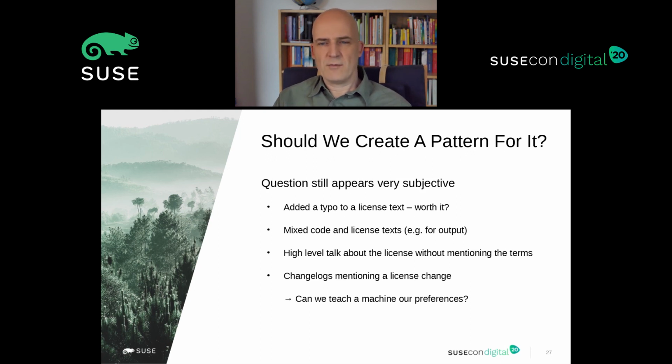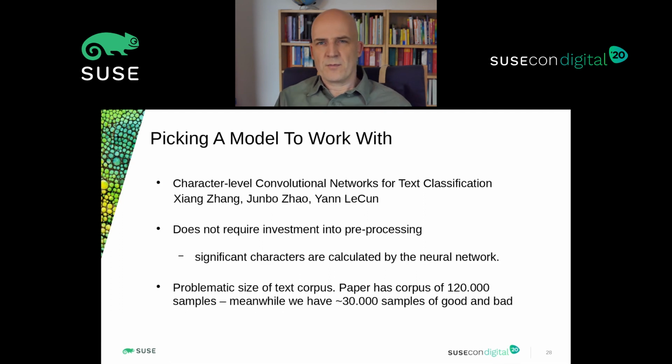But can we teach a machine our preferences if we want to create a pattern for this area or not? And this is where it got interesting. I did quite some research on research papers there are about classification, and I made quite some experiments, but the one I ended up picking was character level convolutional networks for text classification from Chinese researchers.